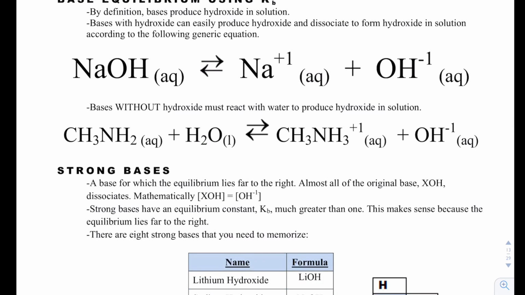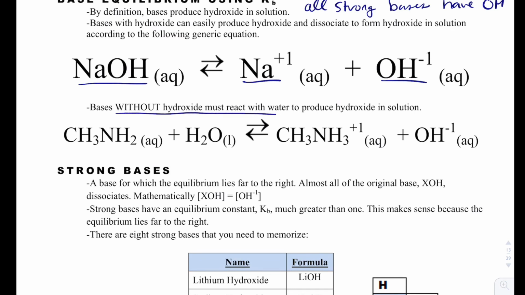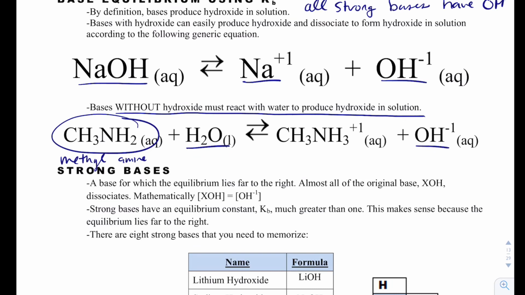Now, all strong bases have hydroxide in them. So sodium hydroxide is a strong base. It produces a lot of sodium ions and hydroxide ions. Bases without hydroxide have to react with water because bases will produce hydroxide. This is called methylamine, and it doesn't have any OH in it, so it has to react with water to produce OH. Because it has no OH in it, we know that this is a weak base.